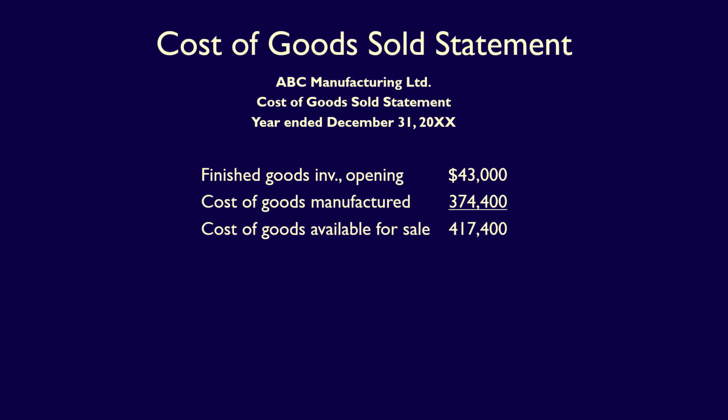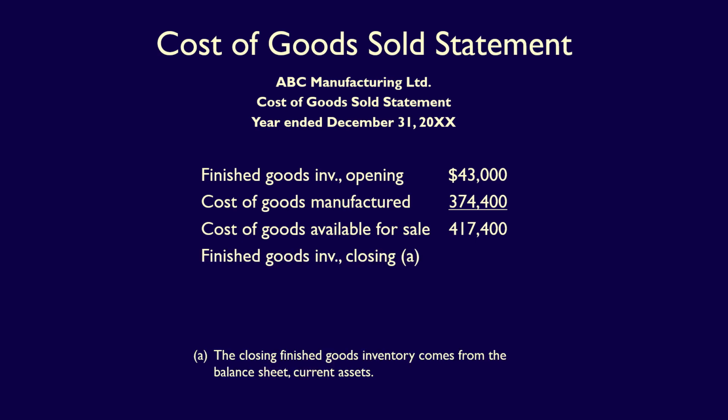$43,000 plus $374,400 equals $417,400. We now have to deduct the closing, also called the ending finished goods inventory. Where do we get this amount? Well, we get it from the current assets section of the balance sheet. This is the finished goods inventory, which is as yet unsold at the end of the year, still sitting on the shelf ready for sale next year.